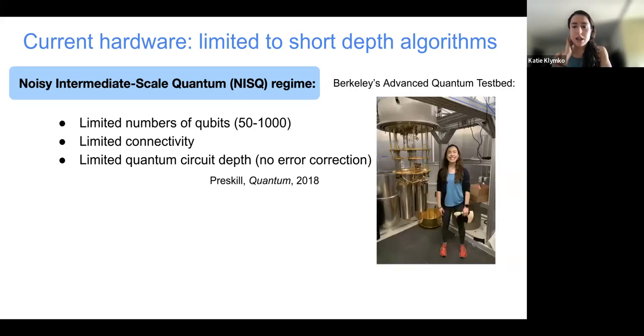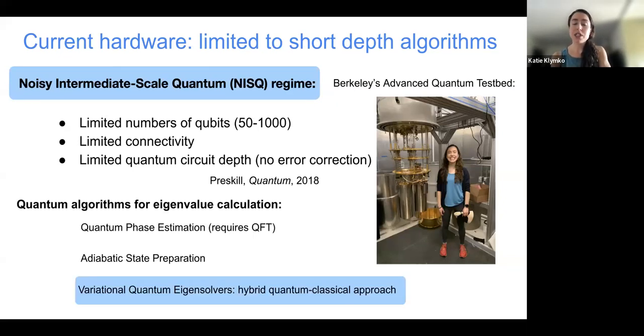But we still have access to these quantum machines, some of which are on campus, and we're still trying to get something useful out in the near term. In particular, one of the things we're working on in collaboration with the Advanced Quantum Testbed on campus is eigenvalue calculations. So, quantum algorithms for eigenvalue calculations. And there are a few known in the literature.